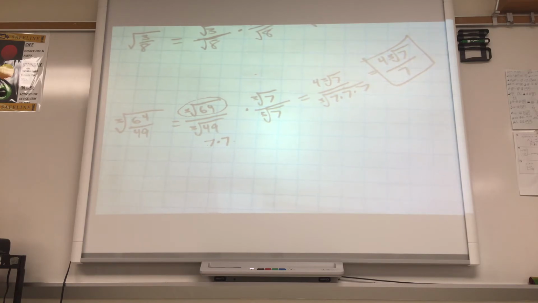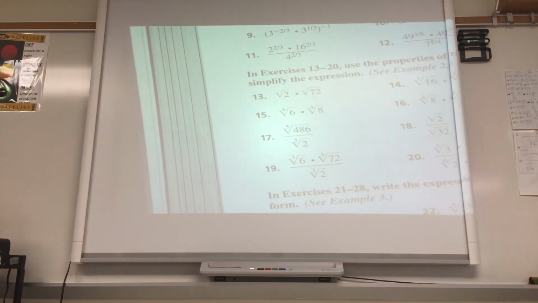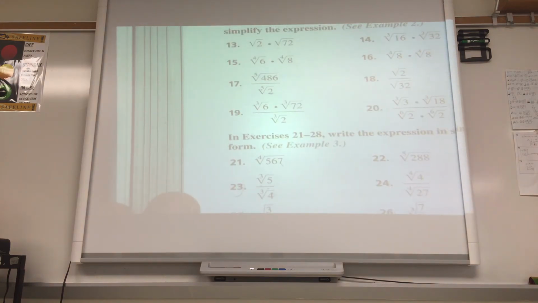Still writing upward for some reason. All right. I'm going to go ahead and flip this paper over so I stop writing upward. All right, here we go. That's number 27.